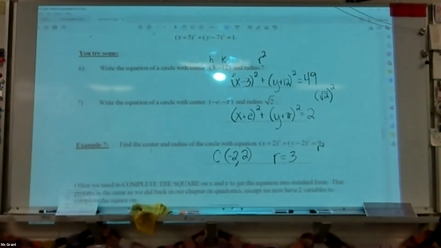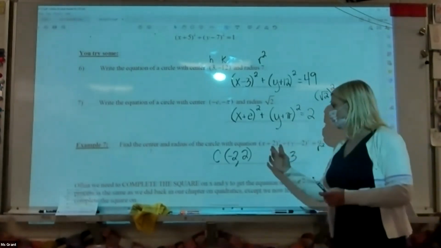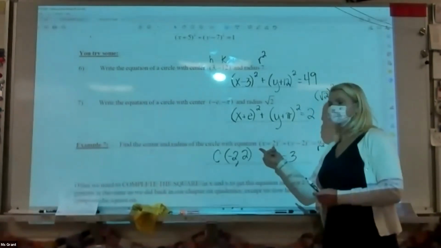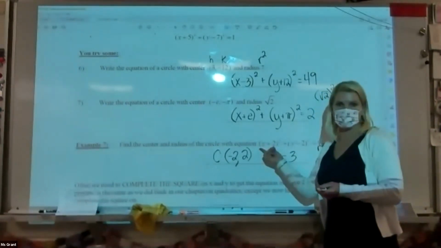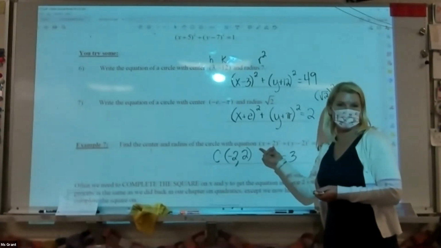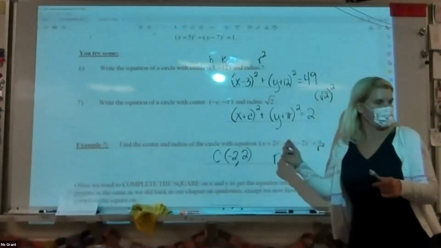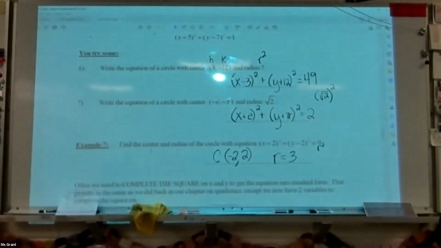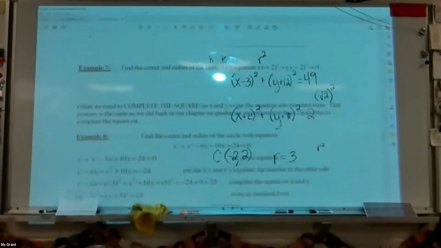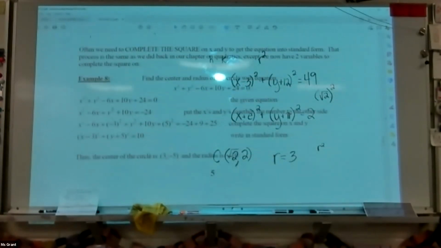All right, now I'm not going to give you an equation that has parentheses. It's going to be kind of in standard form. And so this is where completing the square comes in. Because if you look right here, often we need to complete the square on x and y to get the equation into standard form. That process is the same as we did back in our chapter on quadratics, except now we have 2 variables. We have 2 things to complete the square on.